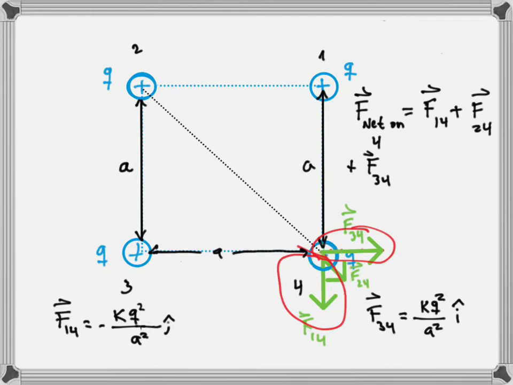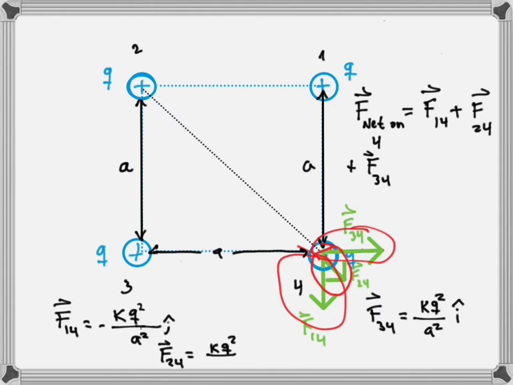Now the last vector that we need to add here is this little vector. I drew this vector smaller than the other ones because notice that the distance across the diagonal is longer than along the sides. So charge number 2 is further away from charge number 4, so it produces a smaller force. Everything else being the same, the distance is the dominant factor here. And since the distance is longer than for the other two forces, it's going to be a smaller force.